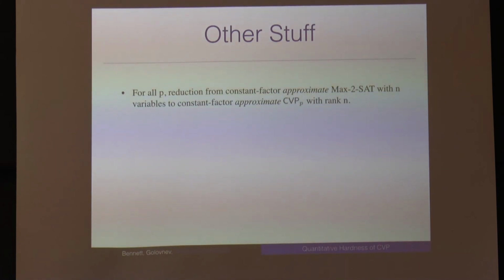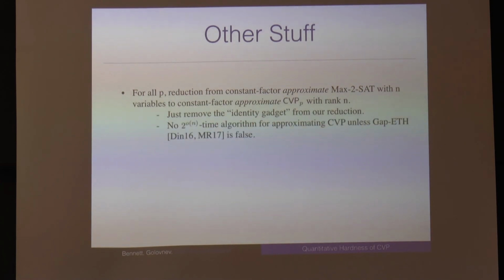But yeah, for all p, we get a reduction from constant factor approximate max 2 sat with n variables to constant factor approximate CVP with rank n. Here these are both constant factor approximations. In order to do this, you just use the reduction I showed you before and remove that identity matrix at the bottom. As I was just telling Mark, the identity matrix at the bottom sort of makes this impossible, but it turns out that if you take it away, the reduction somehow still works. It's actually not that hard to see.